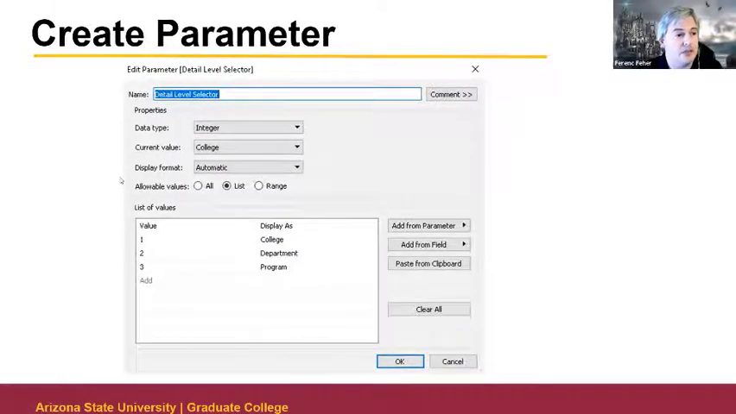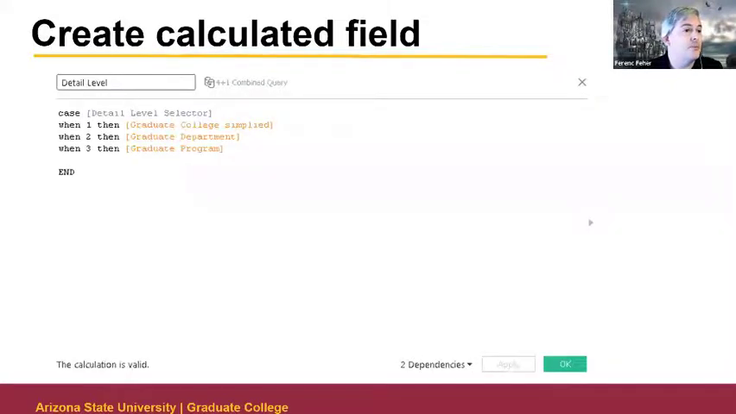All right, then I create a parameter, using 1, 2, 3, so I can select college, department, and program. So that's the selector that I showed where I can change how much I'm drilling down into the data. All right, then I create a calculated field that uses that parameter. So I'll call it detail level, and just a case of 1, 2, 3: college, department, program. The relationship between the parameter and this calculated field is pretty much the crux of everything for this graph.